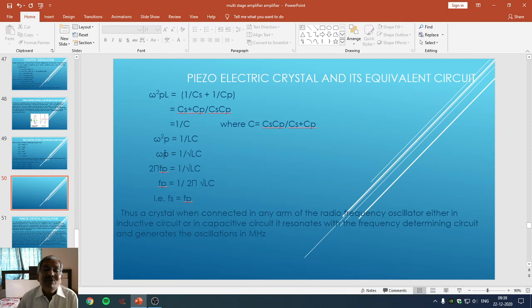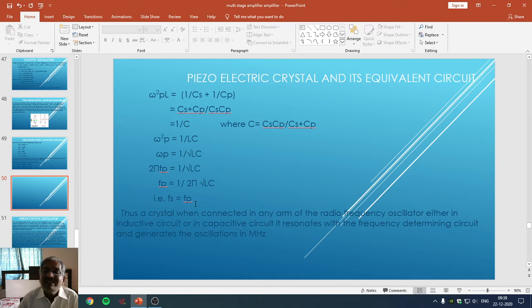But we have ω equal to 2π Fp. So 2π Fp is equal to 1/√(LC). Simplifying again, Fp is equal to 1/(2π√(LC)). Now this is the frequency when the crystal behaves like a parallel resonance circuit. But it doesn't matter whether it behaves as series or parallel, in both cases the formula remains the same, that is Fs equal to Fp. Hence the crystal is suitable to generate the oscillations.